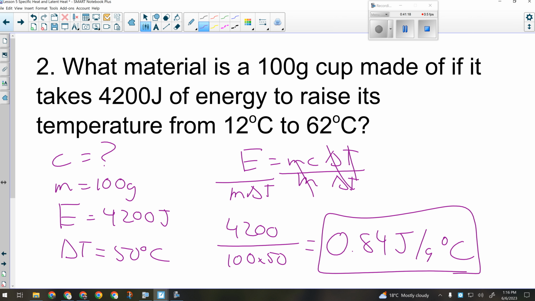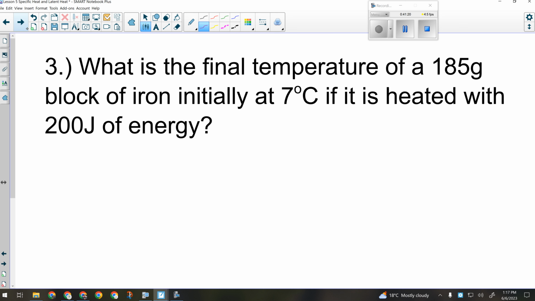Okay, so this next question is as tricky as they get, only because it has one extra step at the end. We are looking for the final temperature of a 185 gram block of iron. Just so you know, according to your chart, iron has a specific heat capacity of 0.460 joules per gram degree Celsius, because you'll need that. It's initially at 7 degrees Celsius, and it is heated with 200 joules of energy. I'll give you a couple minutes to try that one before I go over it.